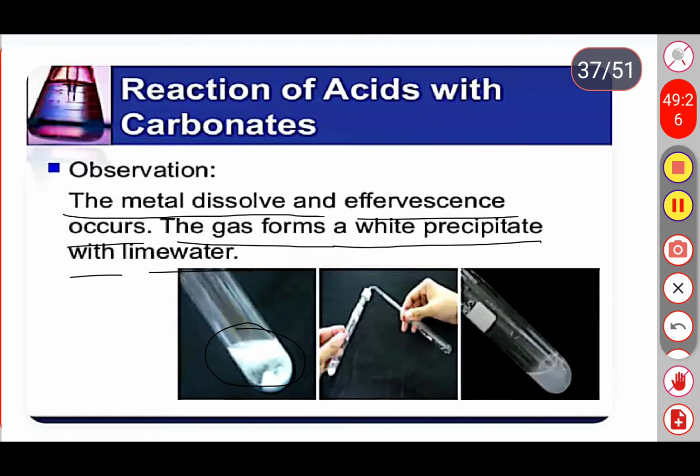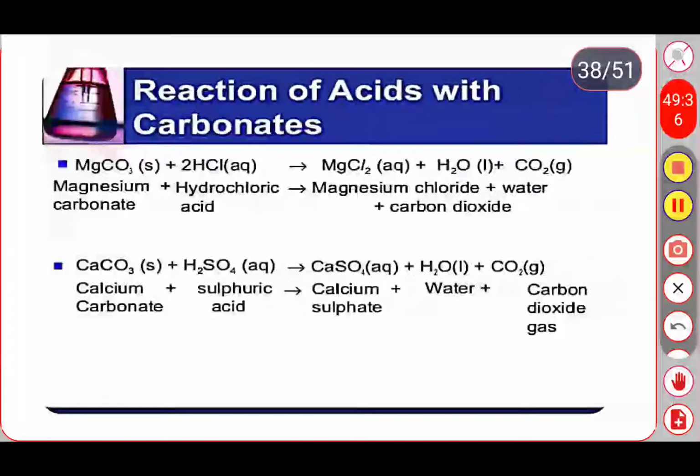This is also some examples for the same type of reactions. Here magnesium carbonate is combined with hydrochloric acid, that is HCl. What does it form? Magnesium chloride, water and carbon dioxide. When magnesium carbonate is combined with hydrochloric acid HCl, it forms magnesium chloride MgCl2 along with water H2O and carbon dioxide. And see the next example, calcium carbonate CaCO3.